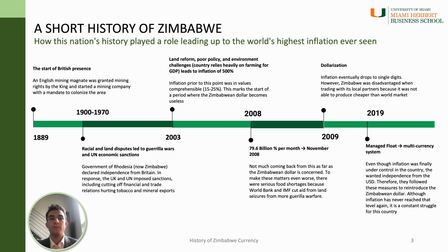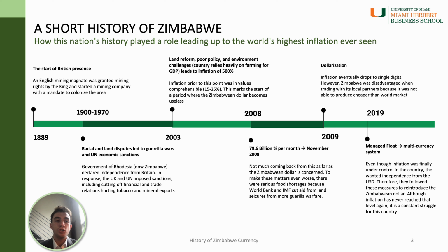My name is Ben Devolve, and I'll be going over how this nation's history has played a role in leading up to the world's highest inflation ever seen, as well as certain policies and political decisions implemented. Although this is certainly not a history class, the timeline of events should start in 1889, where the British presence started. From that point on, for the next 100 years, Zimbabwe has been fighting for independence from English colonization.